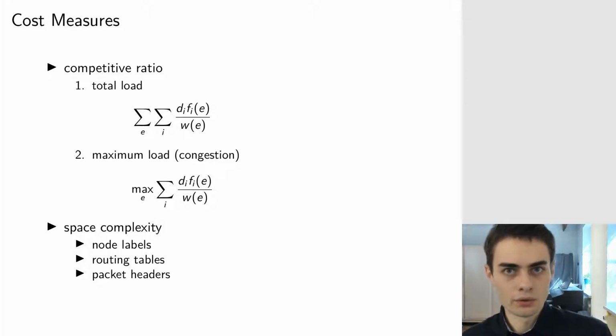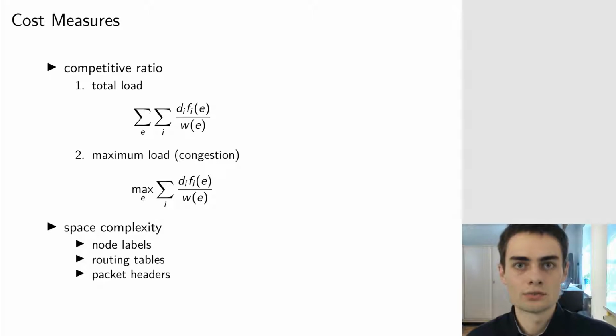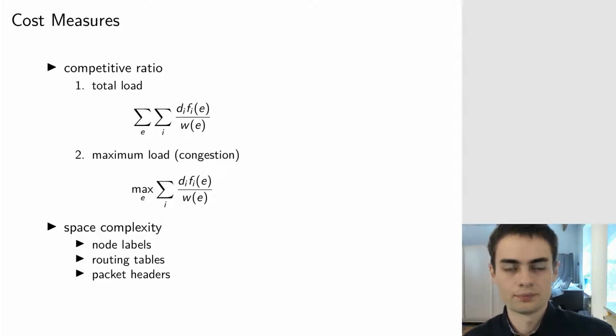There's also the so-called name-independent model, where the node labels are chosen by an adversary, so you can't use them to store routing information. However, we are not doing that. We are choosing the node labels.